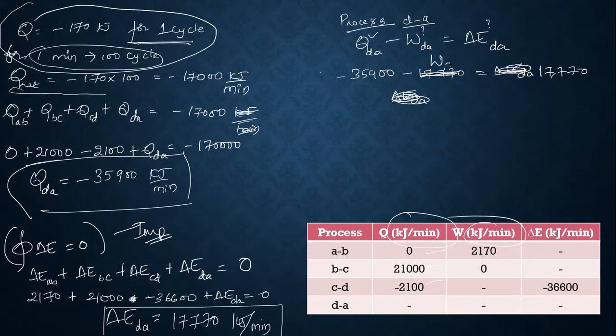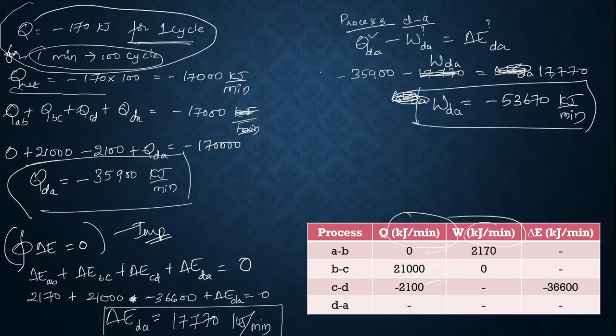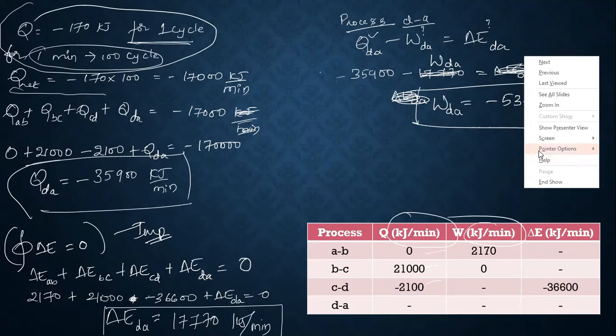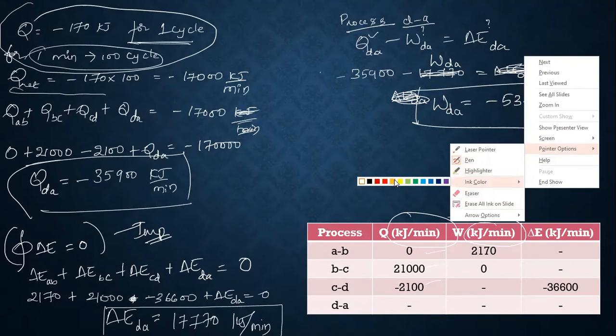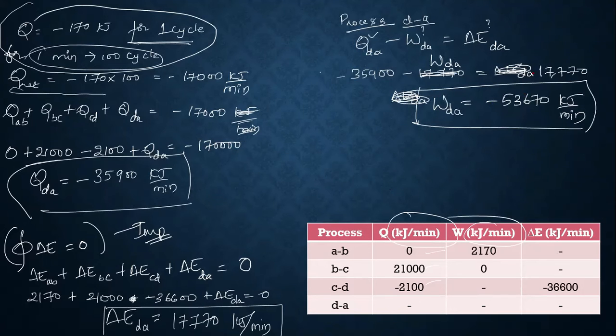The unknown term here is W DA. Therefore, W DA is equal to minus 53,670 kilojoules per minute. Now fill this particular table. Let us fill this table with our answer. Delta E for AB, you got 2170, it is from the last slide. Then delta E BC, that is 21,000 kilojoules per minute.